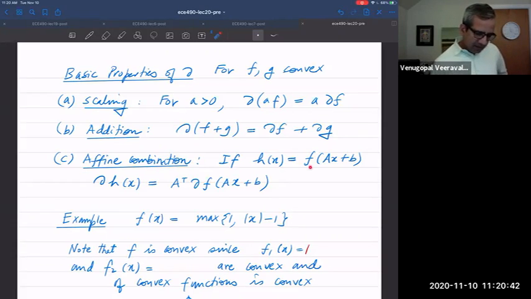If you add two convex functions and take their subdifferential, you get the sum of their subdifferentials. Again, it just follows from the definition of a subgradient. And then here's something that's a little more interesting. If you do an affine combination, so you take x and multiply by some matrix A and add b, and it doesn't have to be a square matrix, then, since f is convex and you're taking a composition of a convex function and a linear function, the result h will still be convex. So you can define its subdifferential, and the subdifferential of h is given by this expression. You're going to prove this in your homework as well.